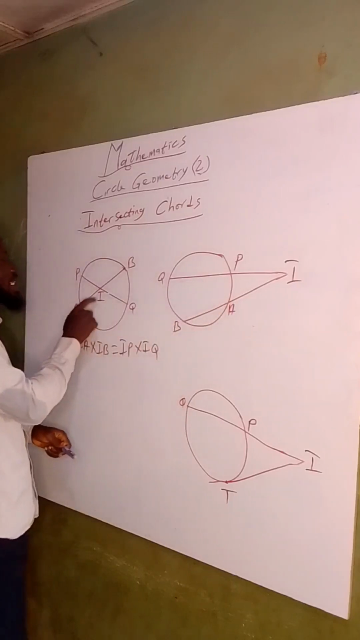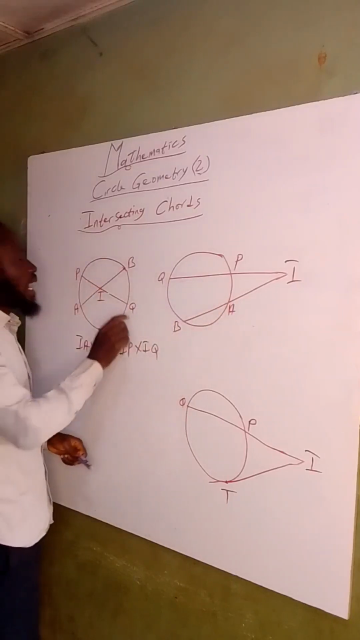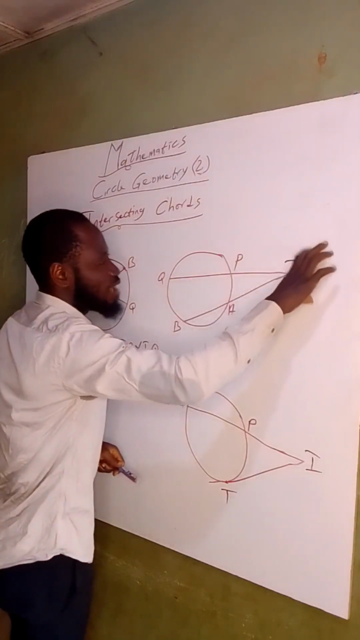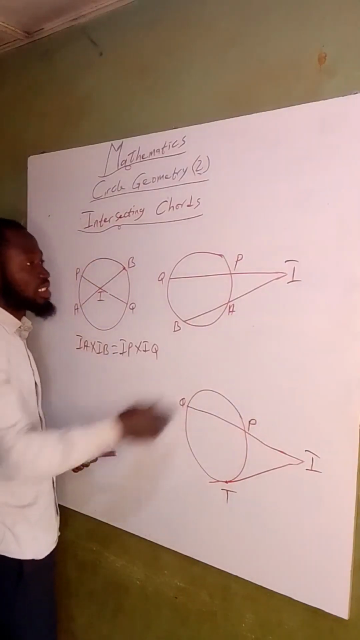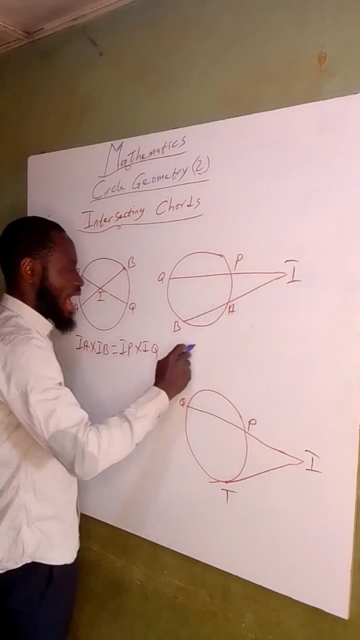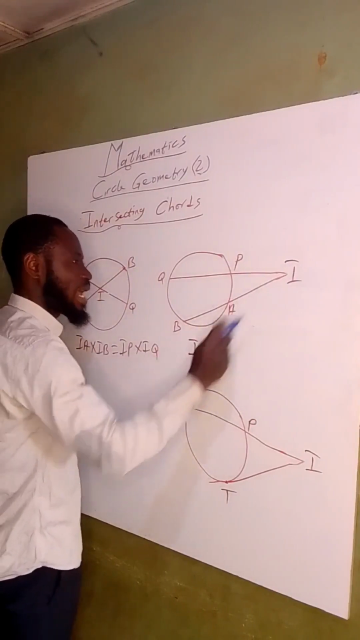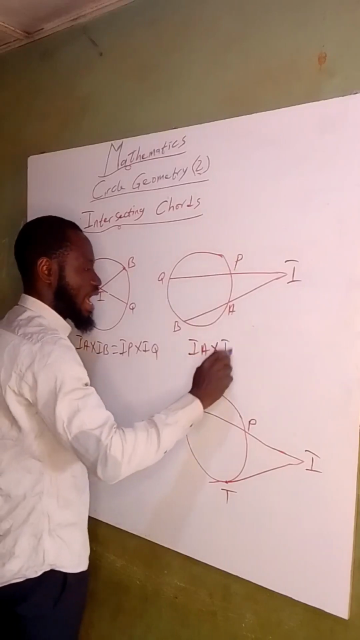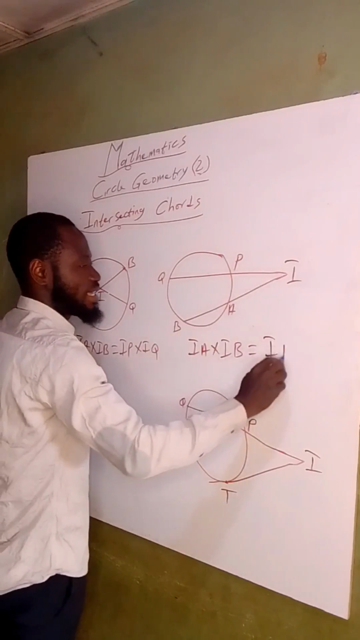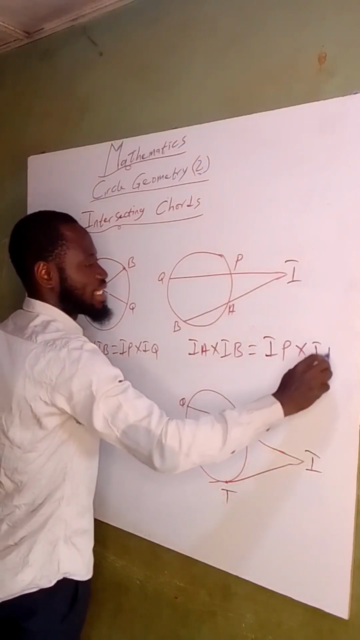What if you have it in this form? You can see in this one they intersect at the middle of the circle, but in this one they intersect outside of the circle. So the same applies: from I, this is going to give us IA multiplied by IB will be equal to IP multiplied by IQ.